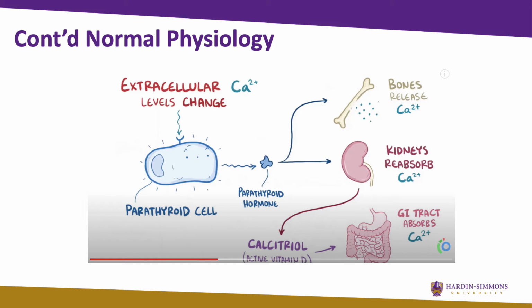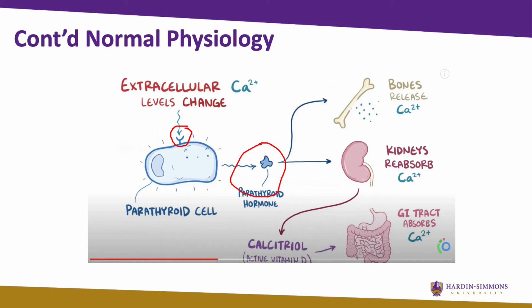So ECF calcium level changes are detected by calcium sensing receptors on the parathyroid cell. So here's our receptor that's going to detect any levels or changes in the levels of calcium. This affects the amount of parathyroid hormone that gets released by the parathyroid gland. So when that receptor senses a change, our parathyroid hormone is going to be released.